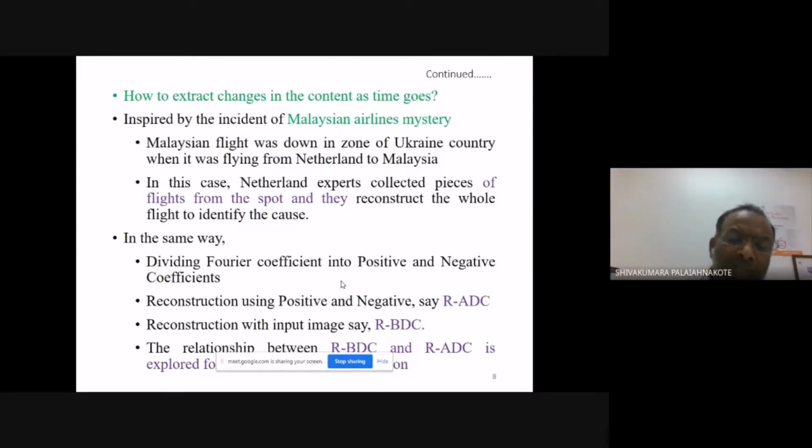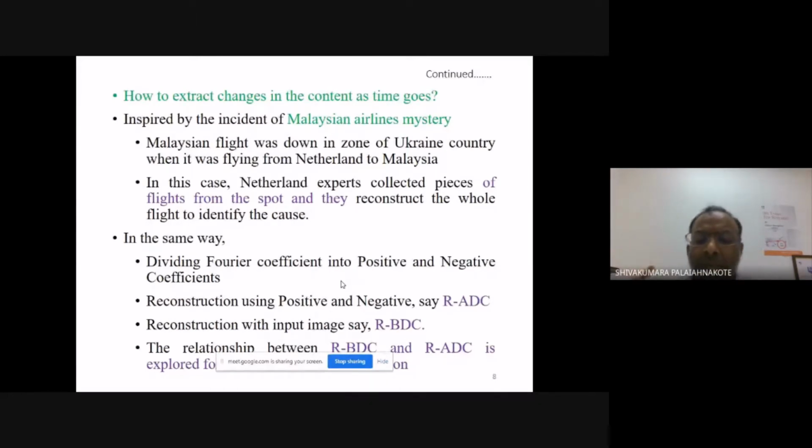Now, with the positive coefficients we'll try to reconstruct the image, with the negative coefficients we'll reconstruct the image, and finally we combine. This is what we call reconstruction after divide and conquer. Before that, it is the original image. Before reconstruction, it is the original image only. You are just applying a Fourier transform to get the reconstructed images.